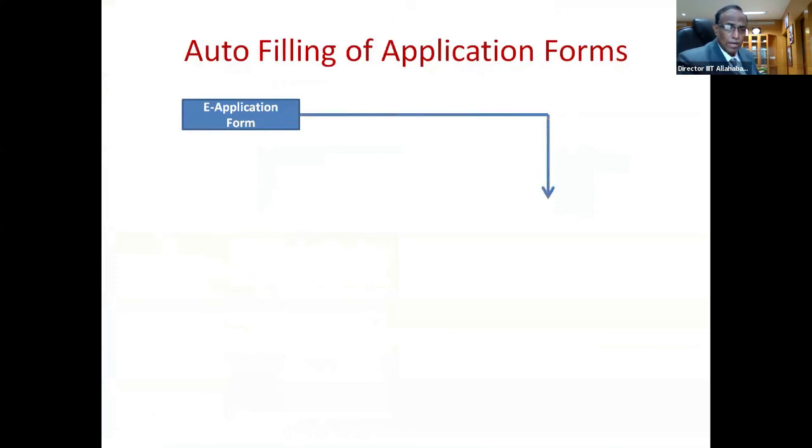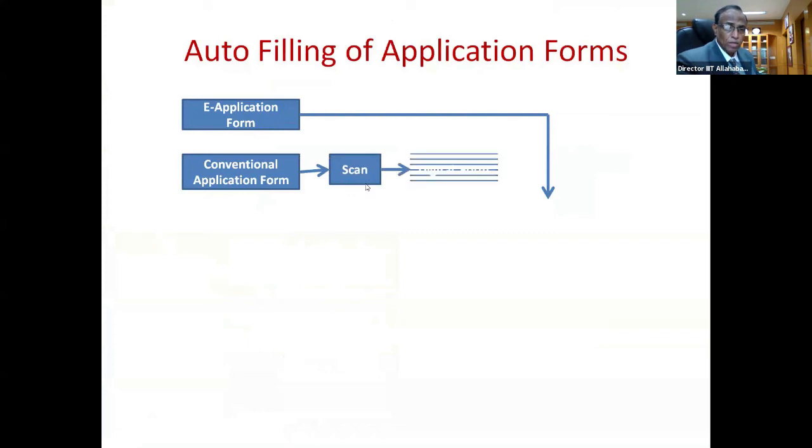Now the auto filling of the application form happens straight away on the machine itself, because nowadays with digitization, the application forms are also e-application forms. So at one end there can be an e-application form, and at the other end, if it is a conventional printed application form, then you have got to scan that application form, digitize it and bring it in.